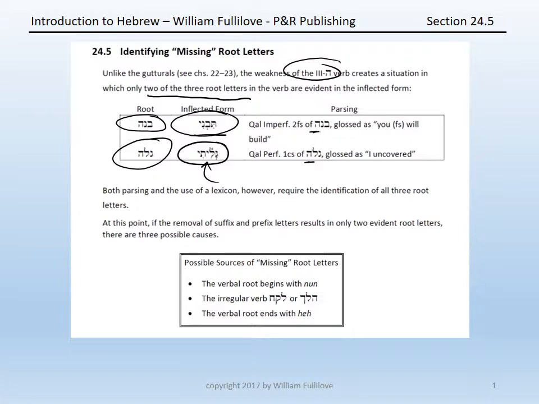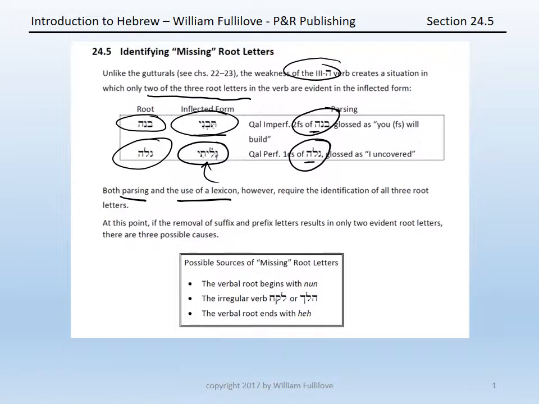When reading the text, you do not see the third hey. However, to correctly parse the verb, you must identify the root, including that it has a hey. And to look up a root in a lexicon, you must know all three root letters. Therefore, if you read the text and find a form that only shows you two root letters, you must be able to figure out what is the missing root letter.